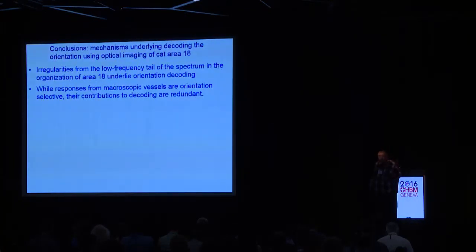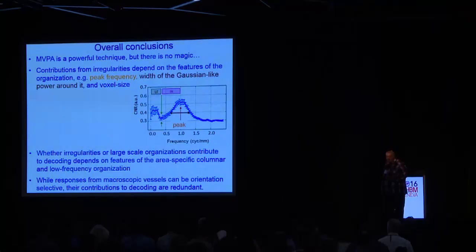So we can conclude from the study in cat area 18 that irregularities from the low-frequency tail of the spectrum in the organization of area 18 underlie orientation decoding, while responses from macroscopic vessels are orientation selective, their contributions to decoding are redundant. Overall conclusions.